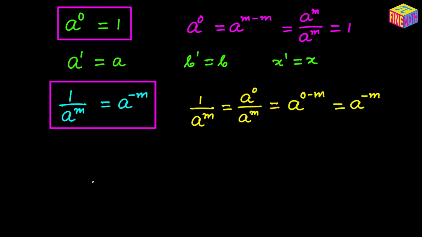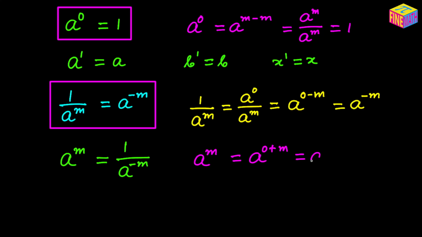And the third result that we're going to discuss here is like this. Suppose we have a to the power m. Can it be written as 1 divided by a to the power negative m? Let's try to prove it. Suppose we have a to the power m, can we write it as a to the power 0 plus m? Can this be written as a to the power 0 minus negative m? Then obviously it can be written as a to the power 0 divided by a to the power negative m, and a to the power 0 is 1, then divided by a to the power negative m.